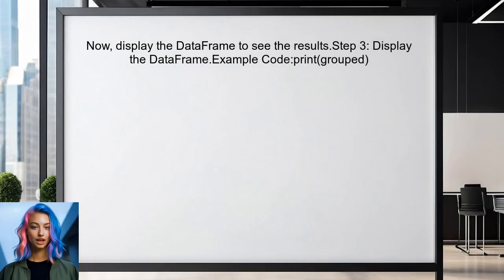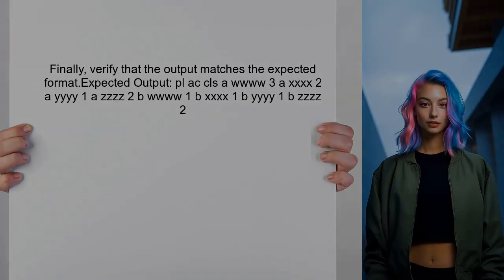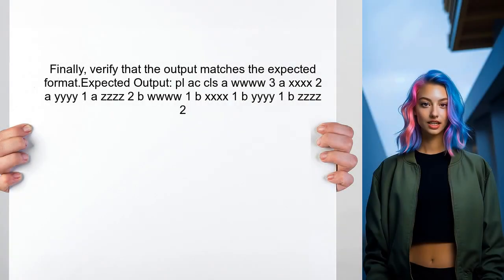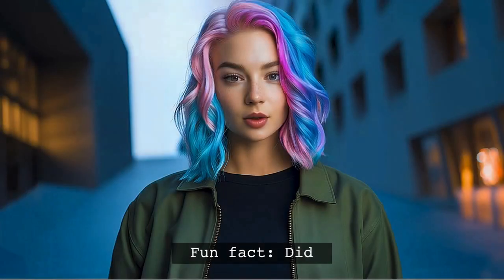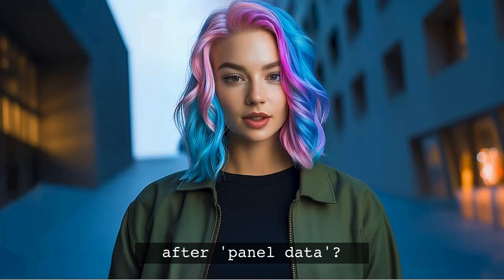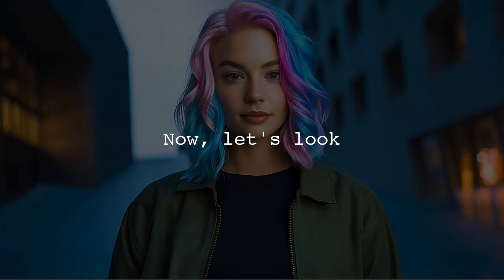The output will show the A column filled in as required. Finally, the user should verify that the output matches the expected format. The A column should now repeat for each corresponding CLS value. Fun fact, did you know that Pandas is named after the term panel data? It's a great tool for data manipulation and analysis.